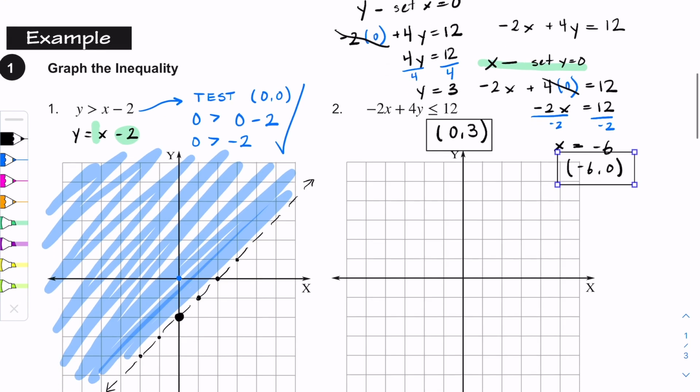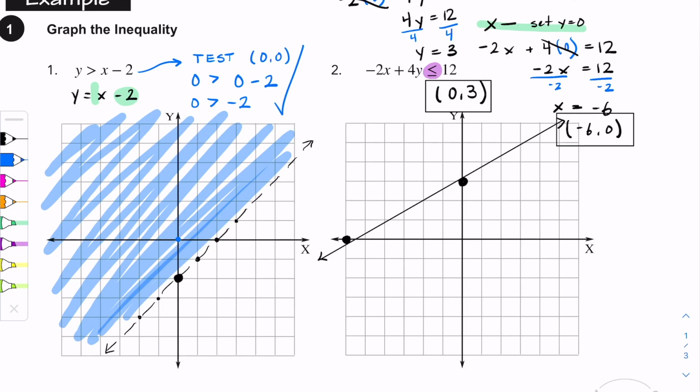Okay, I'm going to plot these 2 points, a point at (-6, 0) and a point at (0, 3). This is going to be a solid line because the inequality is less than or equal to. Draw a line through those 2 points.